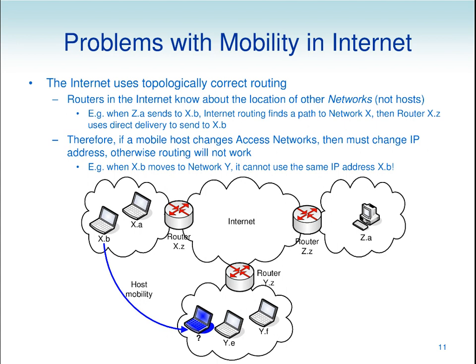So that's the simple concept of what mobile IP will do. If we move, tell our home network, especially the router at the home network, that we've moved. And tell them to redirect or forward the data to our new network.